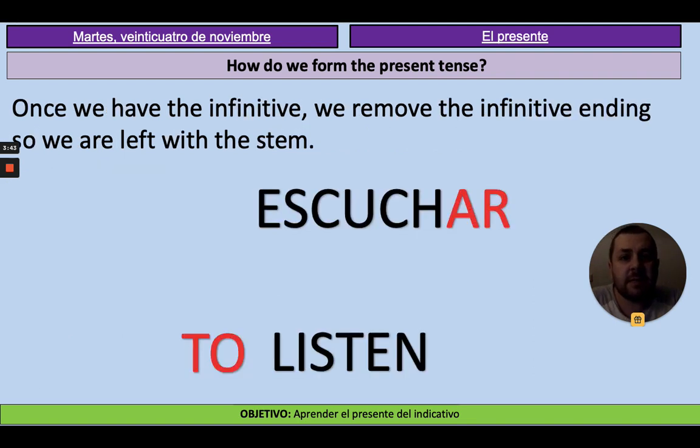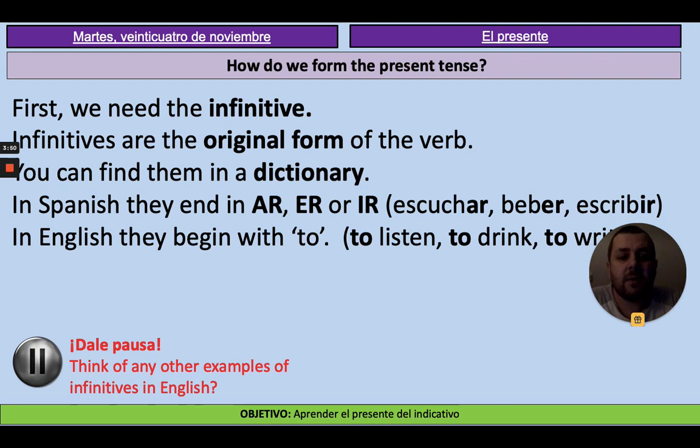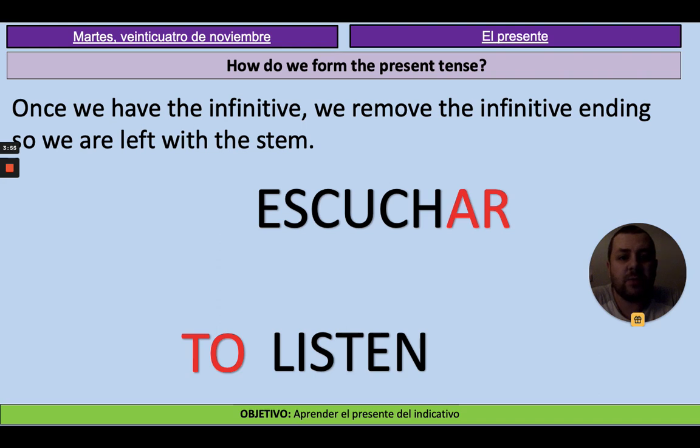Once we have the infinitive, we remove the infinitive ending, so we are left with the stem. And if we look back, infinitives either end in AR, ER, or IR. Okay, so here, escuchar, we are removing the infinitive ending, which is AR. So let's get rid of that. Okay, so then we just have listen. Okay, but we're not done yet because we need to put that into a person. And we're talking in the present tense, it needs to be I listen or you listen or we listen. Okay, so that's the next step.